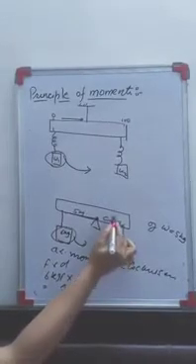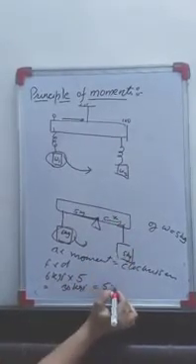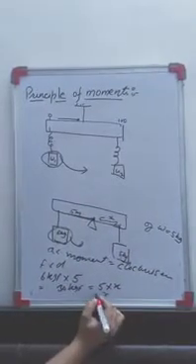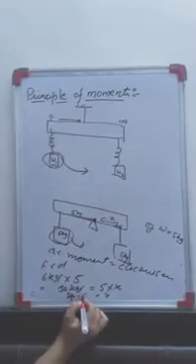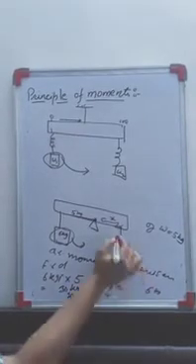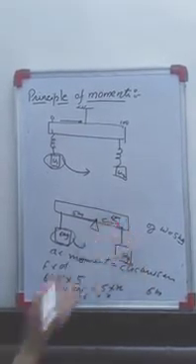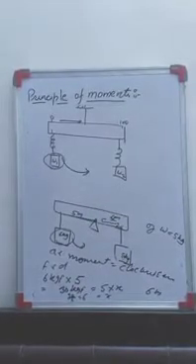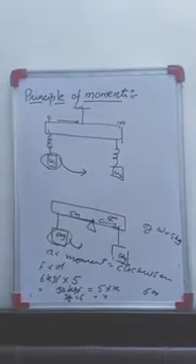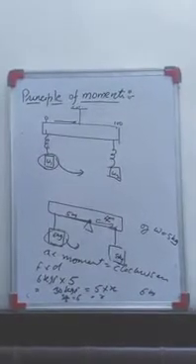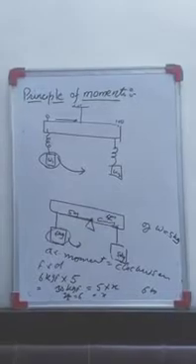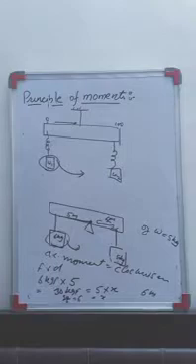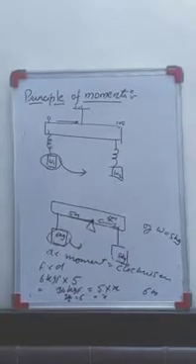Now for the clockwise movement, taking this distance as x, we get 5 into x. So x will be 30 upon 5, which is 6 meter. That means this child must be at 6 meter from the center to make the seesaw horizontal. In this way you will calculate the numericals. Either the distances are given and one weight is given, you can calculate the other weight.